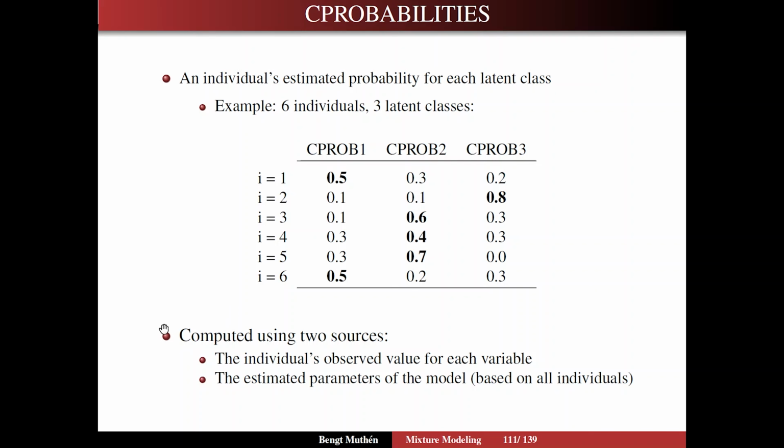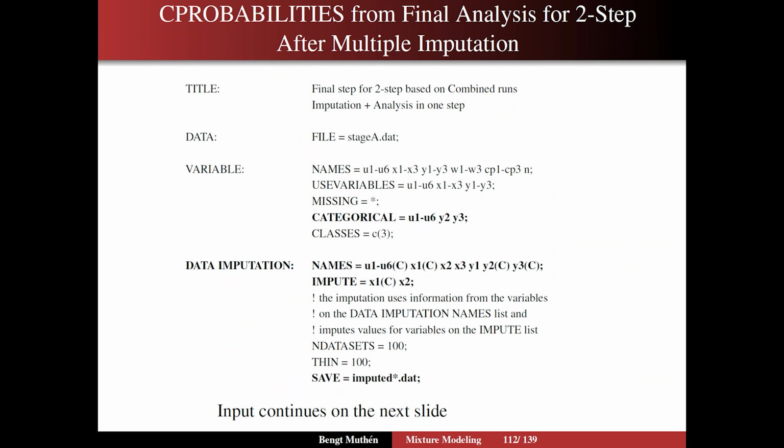And these C probabilities are computed using 2 sources: the individual's observed value for each of the latent class indicators, or each observed variable, as well as the estimated parameters of the model, which is based on all individuals. So C probabilities can be informative. Now the question is, how do you deal with that when you use multiple imputation? And we're going to take a look at the final analysis step in the 2-step approach.